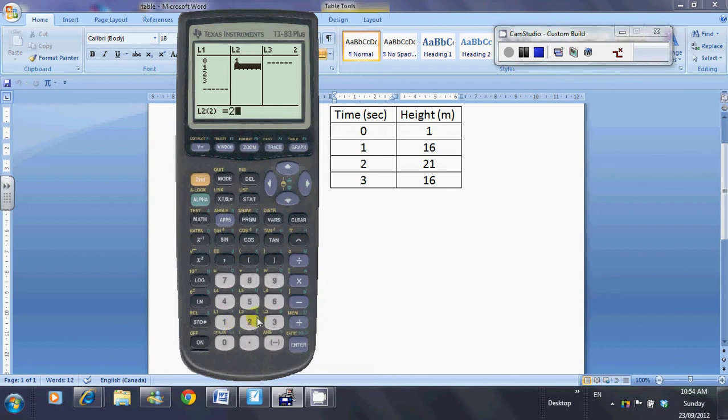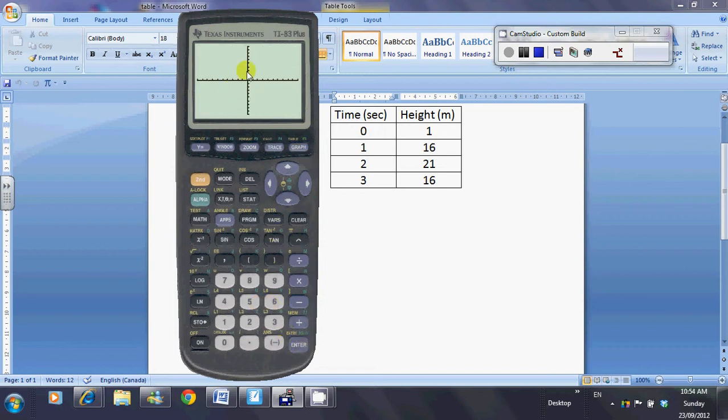Let's say we enter 26 by accident. We can actually arrow back up to correct that and just press 16 again and hit enter, 21 and 16. Now if you hit graph, we'll see that we don't actually see anything.